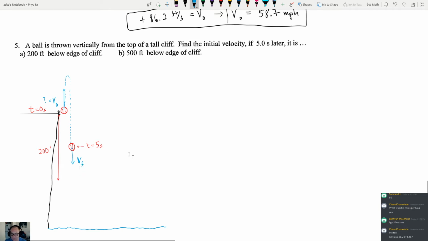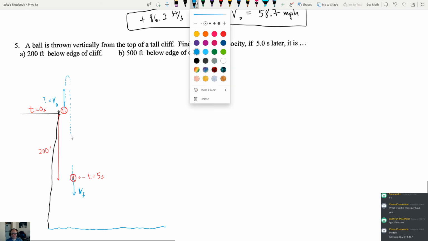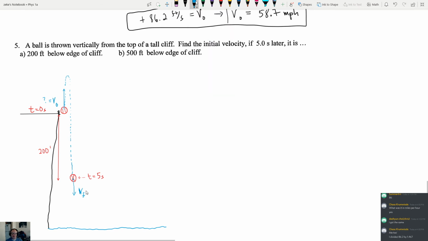Oh yeah, I was going to move it down, so we have more room to draw on this thing. So it's down here now. Okay, so we need to figure out what was its initial velocity if 5 seconds after it's thrown, it is 200 feet below the cliff. And I guess potentially the velocity could have been up or down, but we'll start with the assumption that it's up for now.